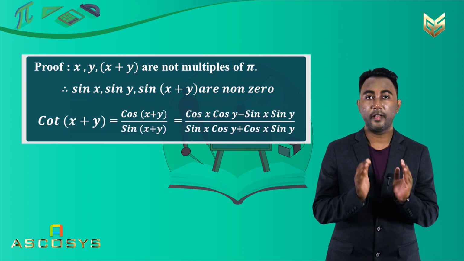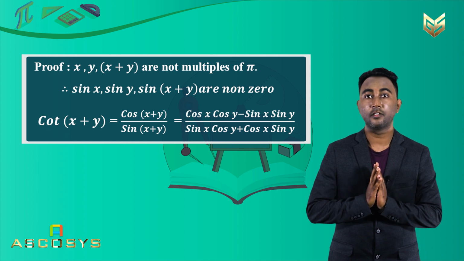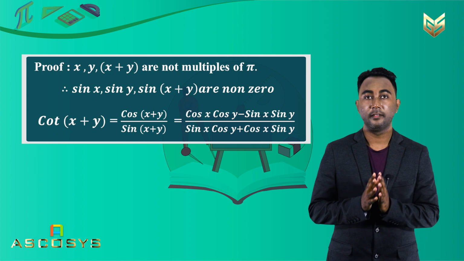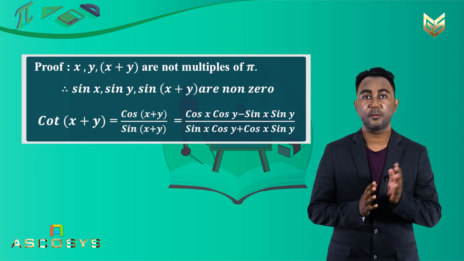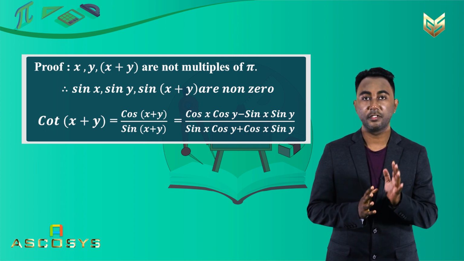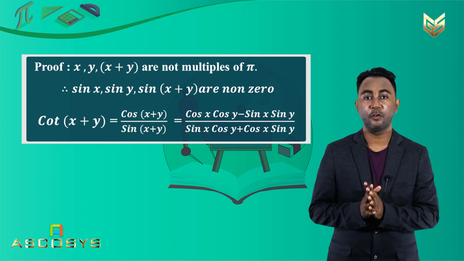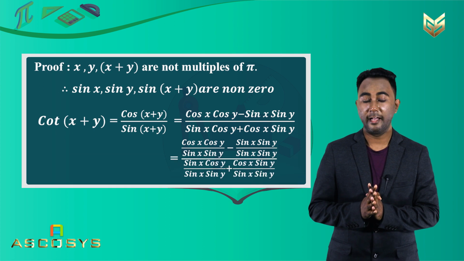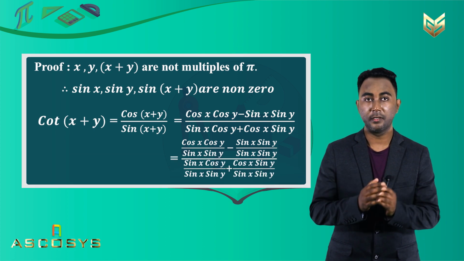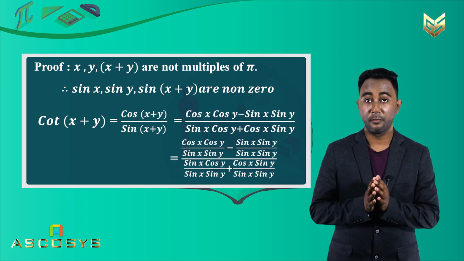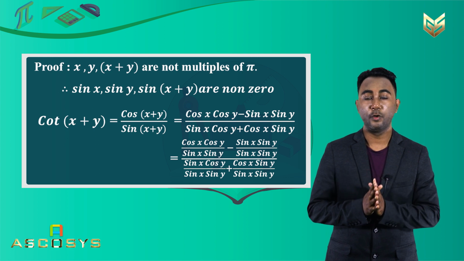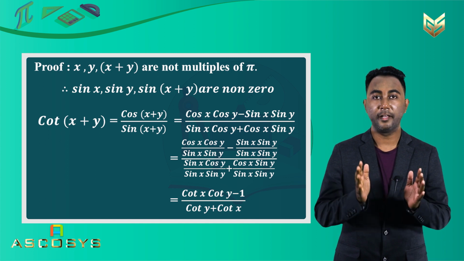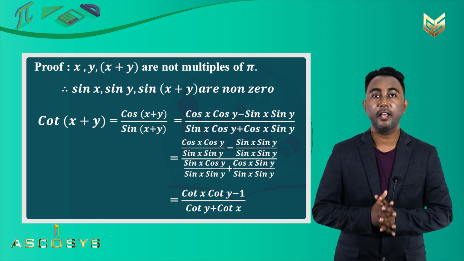Now, cot of x plus y can be written as cos of x plus y divided by sin of x plus y. Then we simply replace cos x plus y by the identity cos x cos y minus sin x sin y, and we do the same thing for sin of x plus y. Then we divide both the numerator and the denominator by the term sin x sin y. When we simplify that, we will get cot x into cot y minus 1 divided by cot y plus cot x.